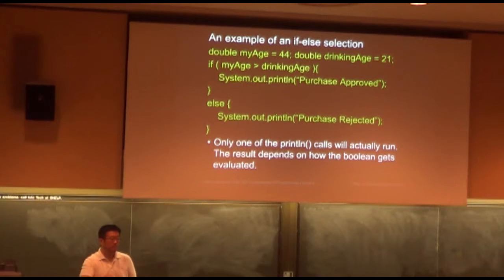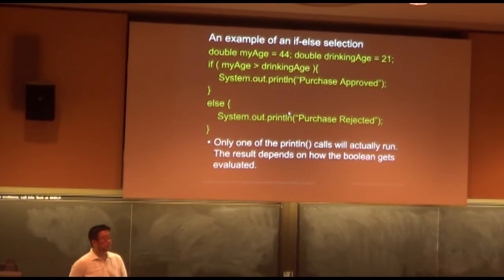Great. So can you link this with scanners, say? You can absolutely link this with scanner. So you could have earlier said double my age is equal to scanner.nextDouble, and had the person type in their age. Probably it should be an integer, not double. And then you can evaluate if the age that was typed in is greater than some drinking age. And then it would print out one of the two. So this could totally be linked to the statement. Great question.